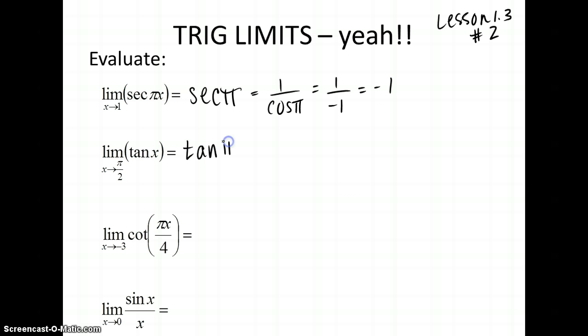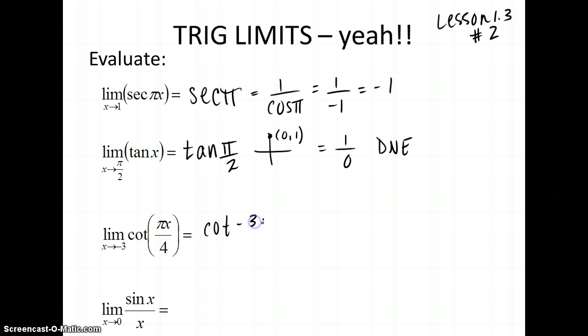Direct substitution, tan of pi over 2. Pi over 2 is up here on the unit circle. It's the point (0, 1). Sine divided by cosine. Direct substitution would give me 1 over 0, so the limit does not exist.